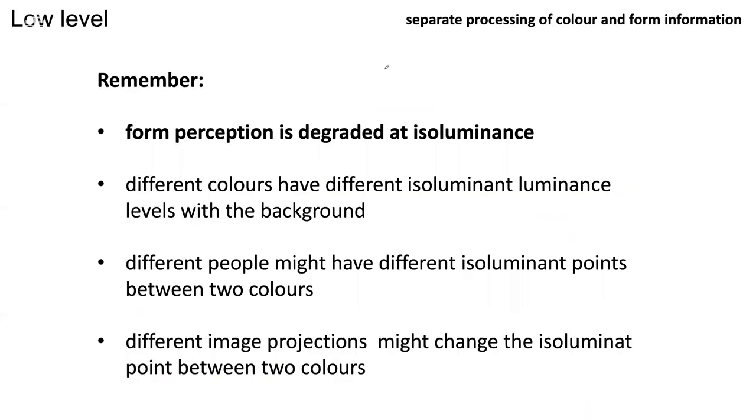From this example, let's just take our first message. So we always have to remember that form perception is degraded at isoluminance. It might be useful to remember that different colors have different isoluminant levels with the background. Different people might also have different isoluminant points between two colors, and different image projections might change the isoluminant point between two colors.